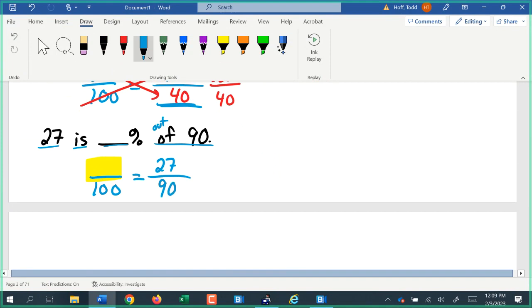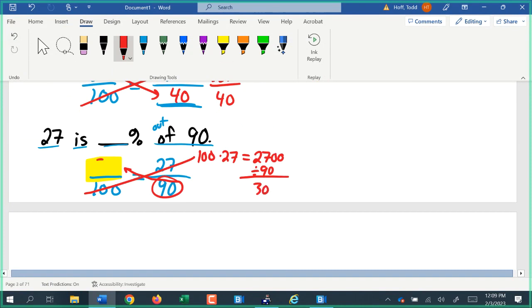So here again, we have a different setup. We have the numbers in different positions in our proportion, but our calculation is still the same. We find the two numbers that are diagonal. Here it's the 100 and 27, and we multiply them. 100 times 27 is 2,700. And then the third number that is diagonal to the missing piece is what we divide by. 2,700 divided by 90 is 30. So that is 30 out of 100, or 30%. So 27 is 30% of 90.